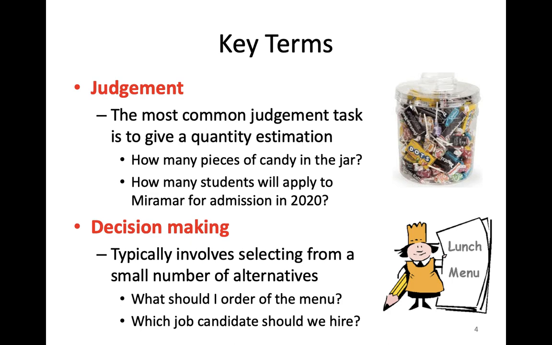In contrast, decision making typically involves selecting from a small number of alternatives. So questions like, what should I order off the menu, or which job candidate should we hire? It's about making a choice between a couple different alternatives. So today we'll be talking about both judgment and decision making, but that's just how to differentiate the two.